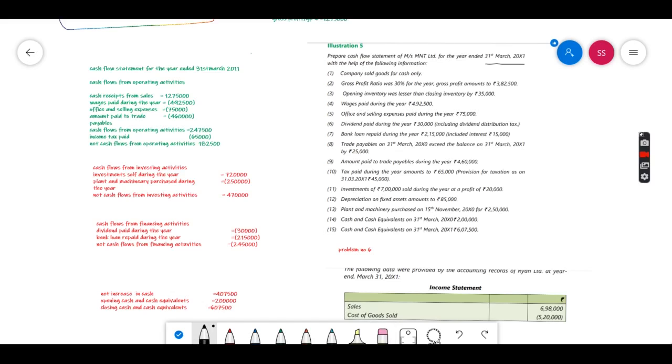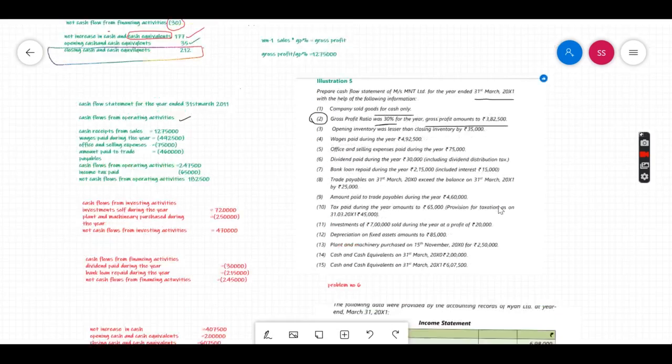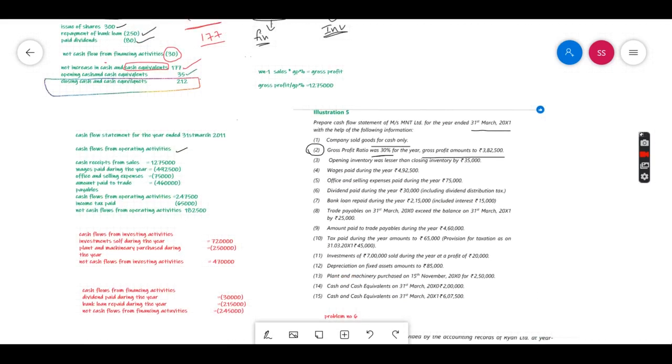Cash flows from operating activities. First we're going to do operating activities. In this one, generally we start with the cash from sales, right? They mentioned all the goods were sold for cash only. They didn't give any information regarding the sales, but they gave this piece of information to find out the sales. Gross profit ratio was 30% for the year, and the gross profit amounted to 3,82,500. From this information we can find out the sales.